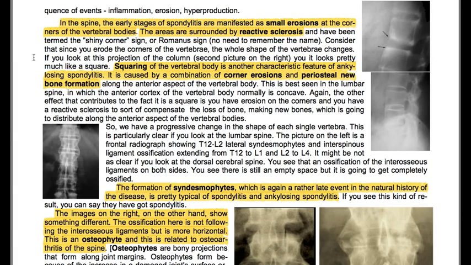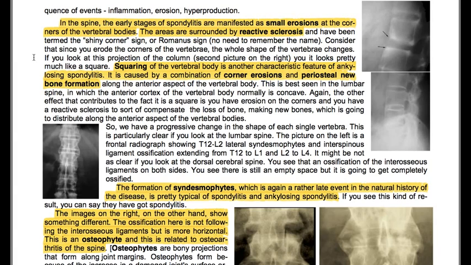Again, the other effect that contributes to the fact it is a square is you have erosion on the corners and you have a reactive sclerosis to sort of compensate the loss of bone, making new bone which is going to distribute along the anterior aspect of the vertebral bodies. So we have a progressive change in the shape of each single vertebra. This is particularly clear if you look at the lumbar spine.